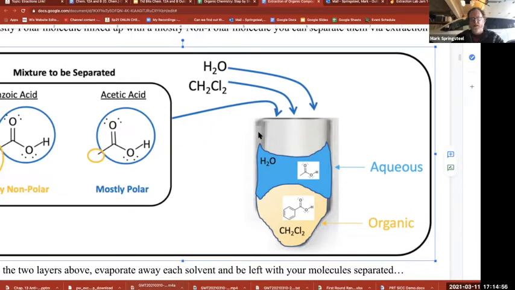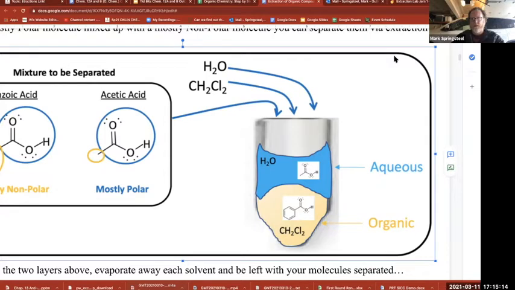It's polar. Yep. And the glass is polar too, huh? And then the water actually grows down into the organic layer because it's polar. It likes the polar glass. Okay, and now why is my acetic acid in the upper aqueous layer?